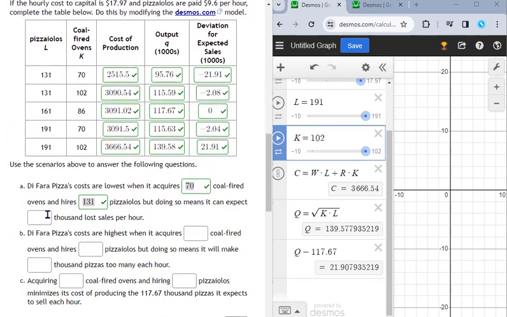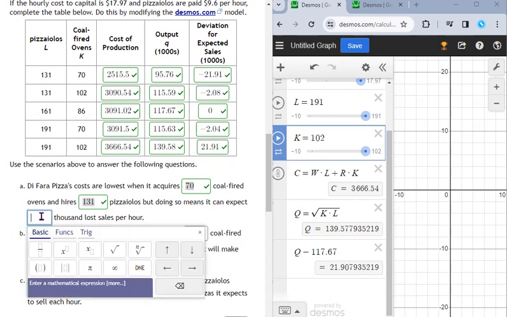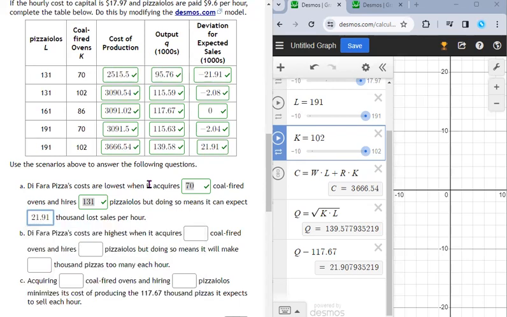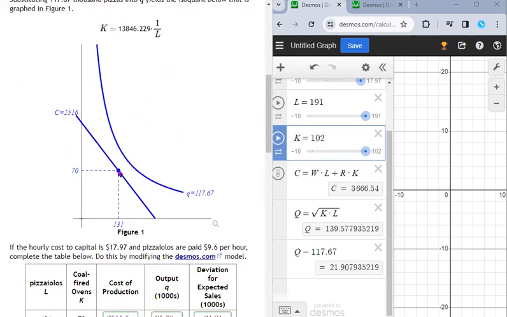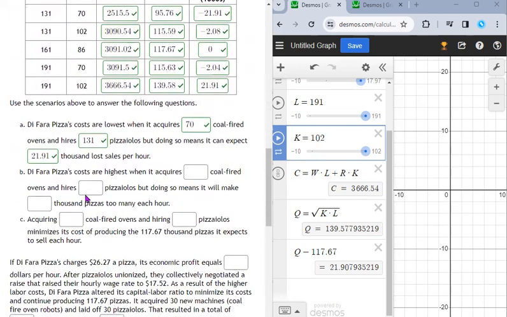All right, and it means we're losing out on sales, right? We're expecting that at this capital labor ratio means we can expect 21.91 thousand lost sales per hour, right? And you can see that graphically because this dot does not touch that curve. If this dot touched that curve, then we'd be making that amount of pizzas per hour, but we're not doing that, are we? All right, DeFara's pizza costs are highest when it acquires what?